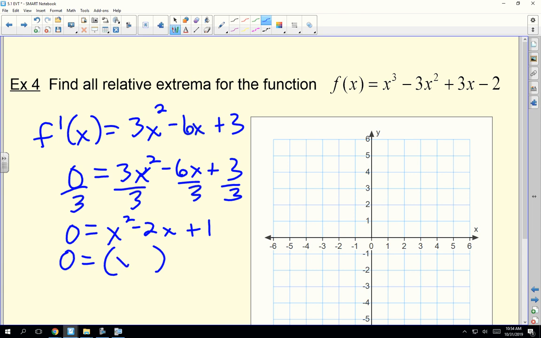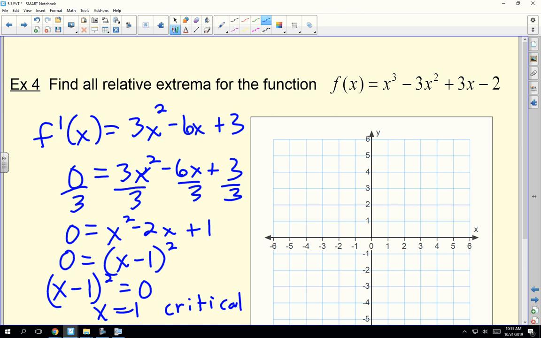x minus 1, x minus 1, x minus 1. So what are the solutions? Plus 1. So x minus 1 squared, set that equal to 0. Now, if there were other factors, you would set each factor equal to 0 and solve. So x equals 1 is our only critical point. That's it. x equals 1 is our only critical point.